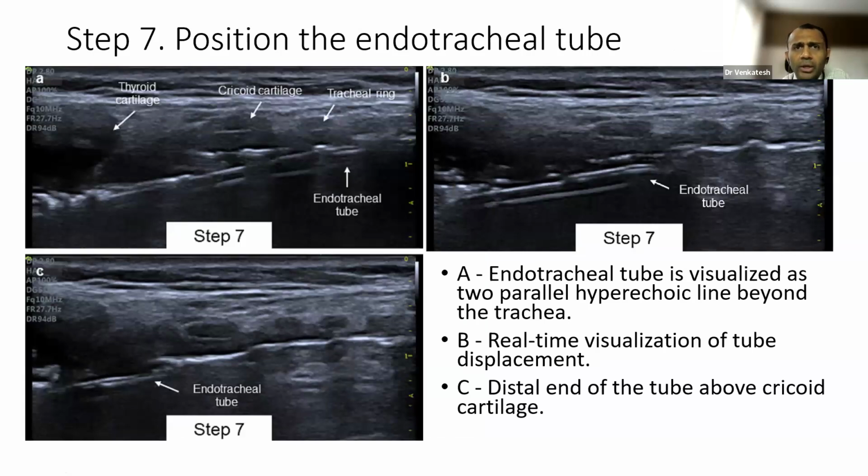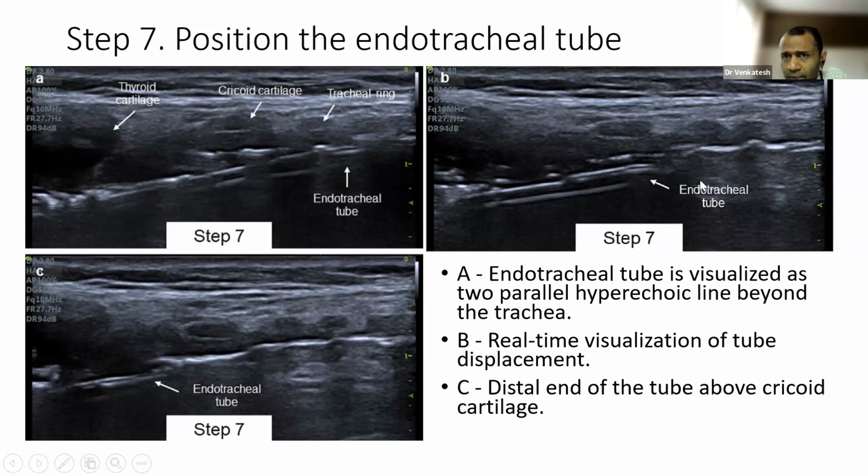Then position the endotracheal tube. So you have to pull the endotracheal tube out, so that when you are entering, you are neither damaging the tube nor puncturing the cuff. So here, this is again the longitudinal axis. This is the cricoid cartilage. This is the thyroid cartilage. This is the cricoid cartilage, and this is the tracheal ring. So the double line you are seeing is the endotracheal tube. This is the cricoid cartilage again, thyroid cartilage.